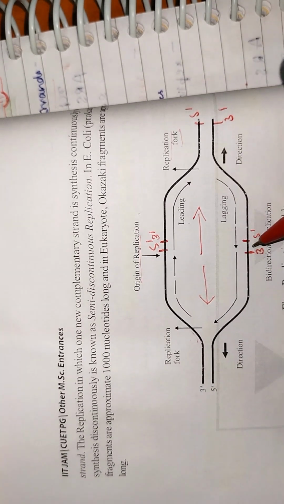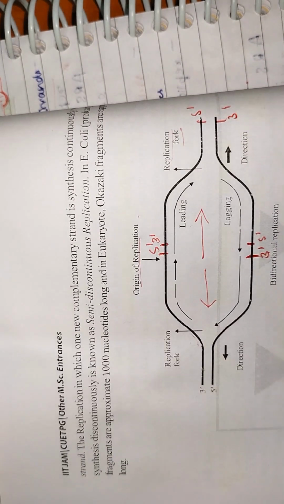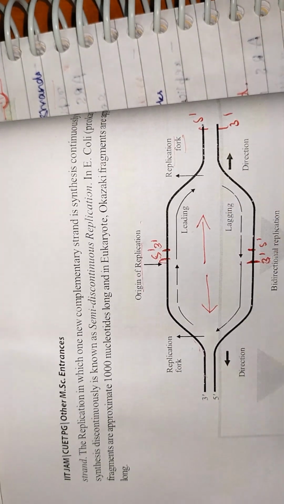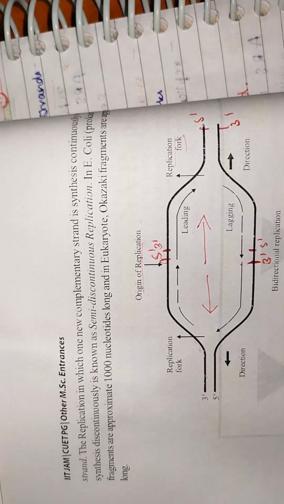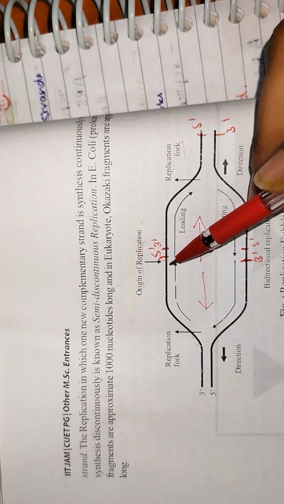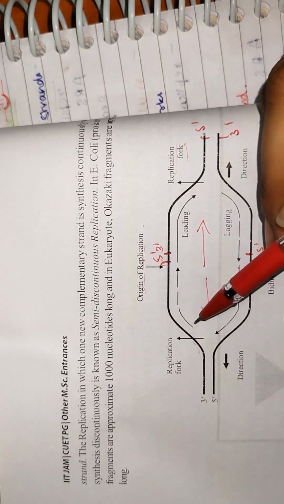The template strand which has the polarity 3' to 5' will be synthesized continuously in the 5' to 3' direction. But the DNA strand that has the polarity 5' to 3' cannot be synthesized continuously, because DNA strands can only be synthesized in the 5' to 3' direction. So it will be synthesized in the direction opposite to that of the replication fork, due to which the DNA synthesis is discontinuous.